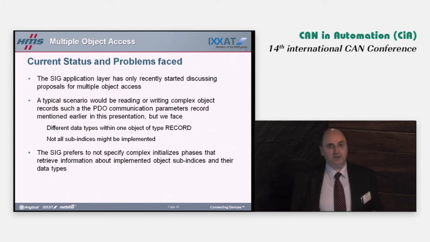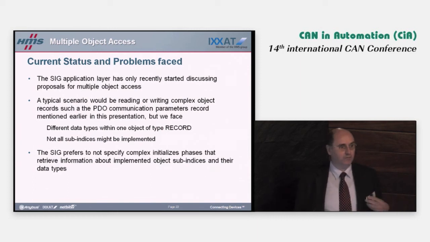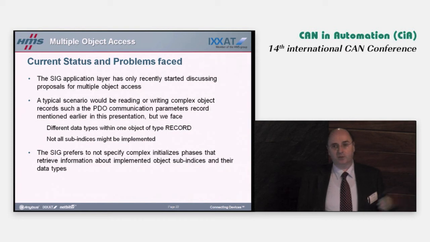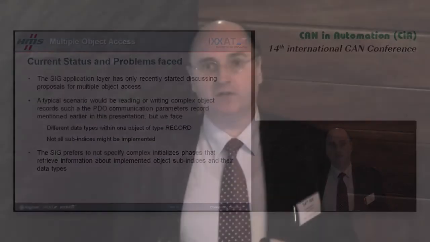Unfortunately, in this structure, we have first of all entries with different data types. So we don't know per se how long individual entries are without knowing really the composition of the structures. Worse is that not all sub-entries may be actually implemented. For example, for PDO communication parameters, you could very well consider a scenario where you have sub-indices 0, 1, 2, and 5 implemented, but not 3 and 4, or not 6. They're all different data types.